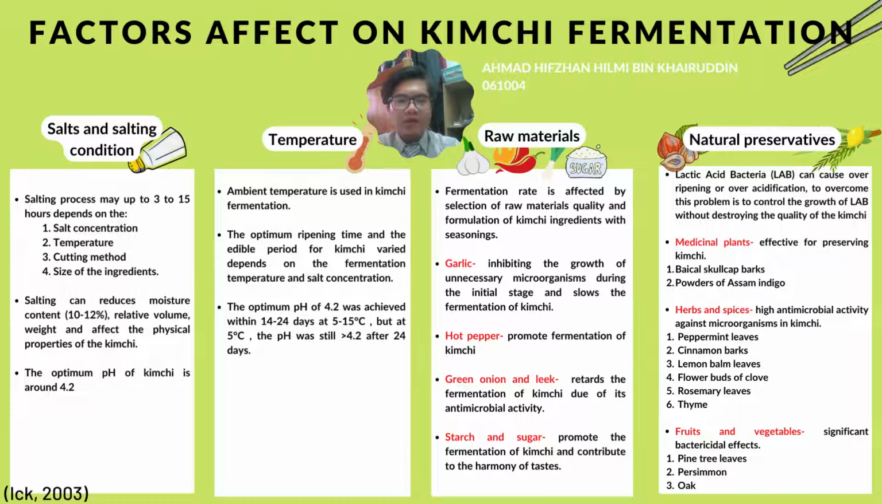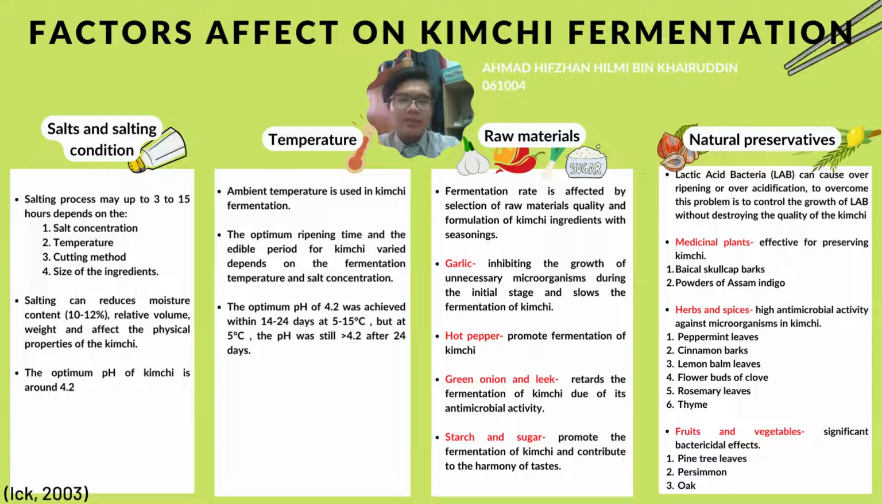Next, we move to factors that affect kimchi fermentation. There are 4 factors that can affect the kimchi fermentation. The first one is salt and salting conditions. The salting process may take up to 3 to 15 hours depending on the salt concentration, temperature, cutting method, and lastly, size of the ingredients. Salting can reduce moisture content, relative volume, and weight, and affect the physical properties of the kimchi. The optimum pH of kimchi is around 4.2.